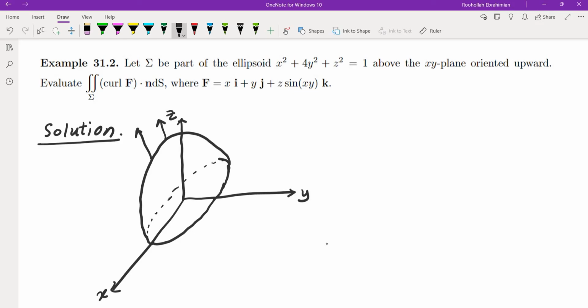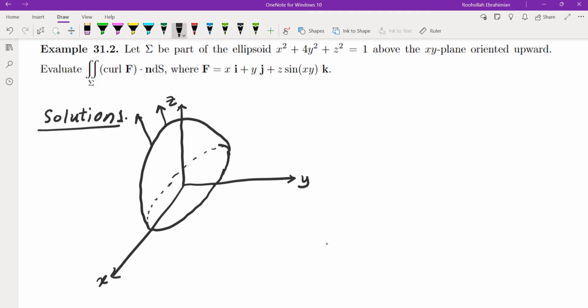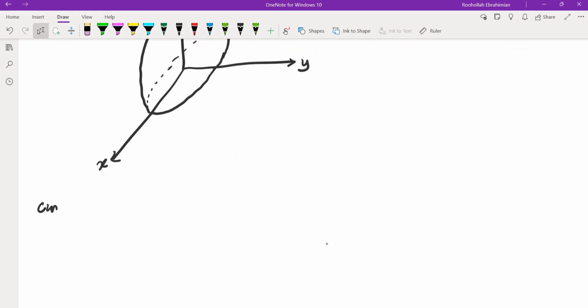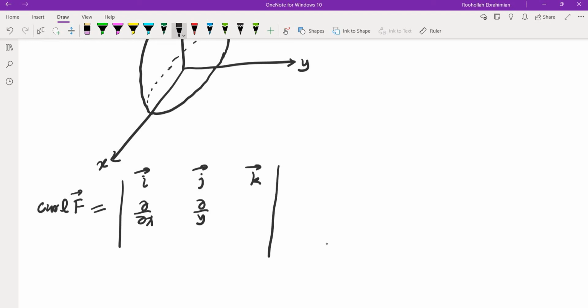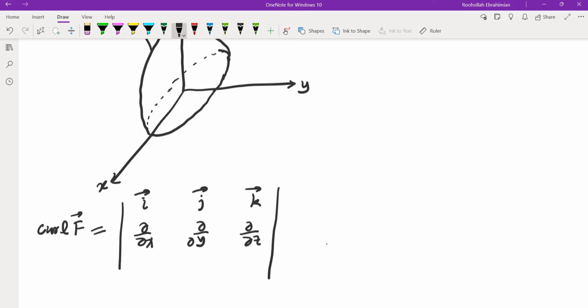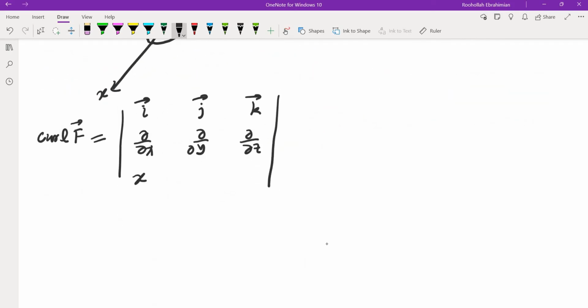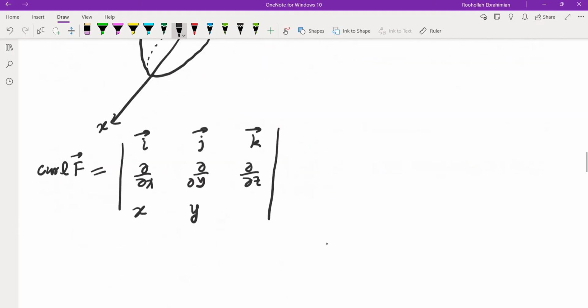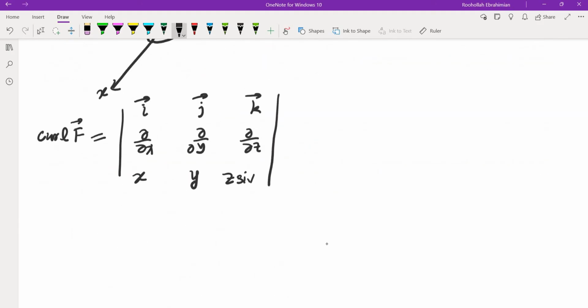And we are trying to find the surface integral of curl of this. Now, there's in fact two different ways of doing this problem. So I'm going to do this in two different ways. The first one is we evaluate the curl. Let's evaluate the curl of this vector field and see what we get. So curl of f is going to be i, j, k, partial with respect to x, partial with respect to y, partial with respect to z. So the i component is x, y, and the last one is z sine of xy.